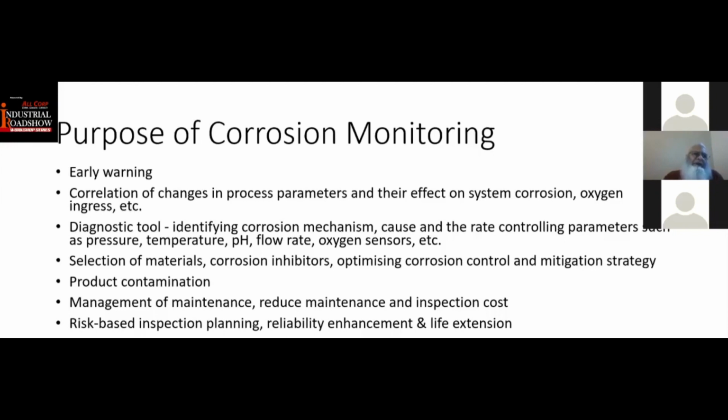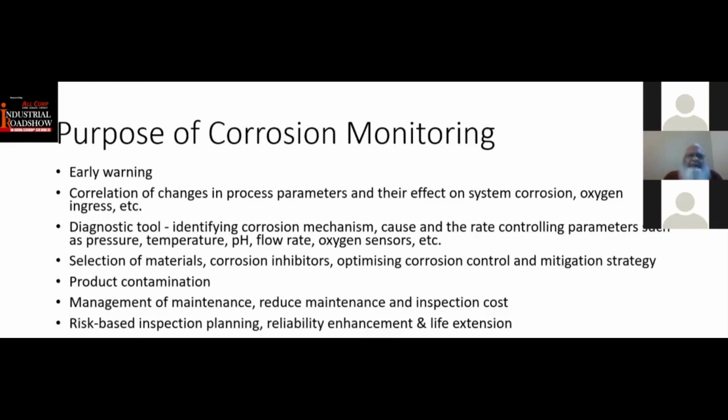It is also used as a diagnostic tool, identifying the corrosion mechanism, the cause, and the rate-controlling parameters such as pressure, temperature, pH, flow rate, oxygen sensors, etc. It also helps in selection of materials, mainly the corrosion inhibitors, and optimizing corrosion control and mitigation strategy as far as the corrosion inhibitors are concerned. Product contamination can also change the corrosive characteristics of the fluids.